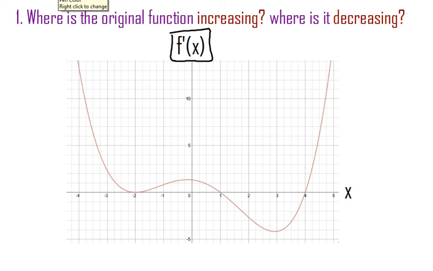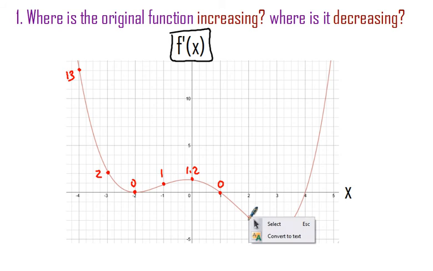Where's the function increasing? Where's it decreasing? To help with this, I'm just going to write in some values. At -4, we're up here at like 13. Here we're at like 2 point something, then 0, close to 1, a little higher than 1. Here I'm at 0. Here I'm at almost -3, then approximately -4, then 0. And up here we're probably at like 15 or something.